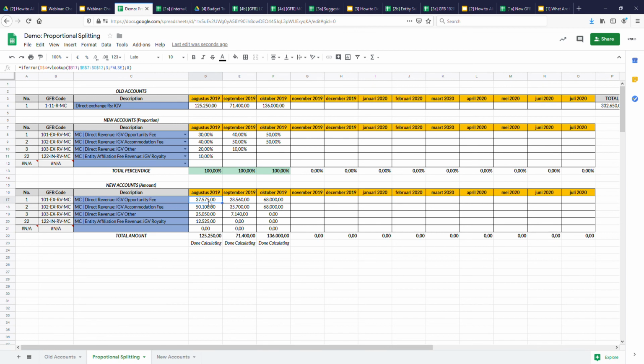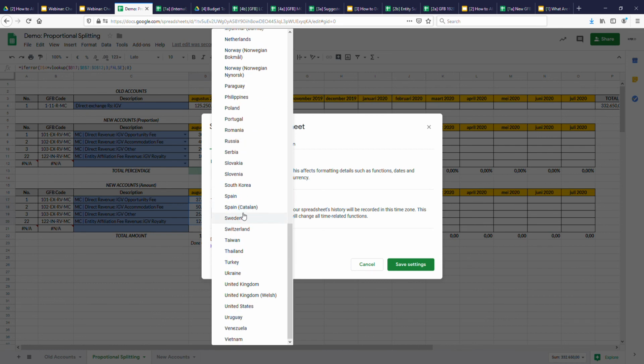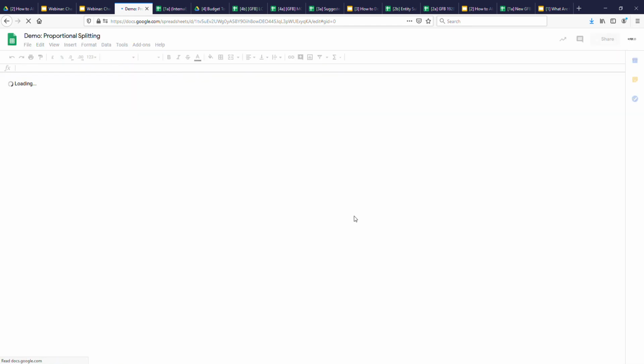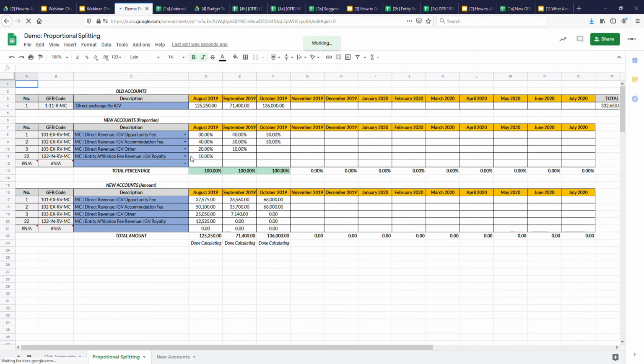And the same goes with the thousands. Instead of a decimal period, it became a decimal comma, and the separator for thousands became a period, right? But in the GFP submission we are not asking for decimal comma. We are asking for decimal period. So you just go to the spreadsheet settings and choose any locale that is using decimal period. In this case, we're using United Kingdom. So click Save Settings, and then 1, 2, 3, it became decimal period. So you can try this out.